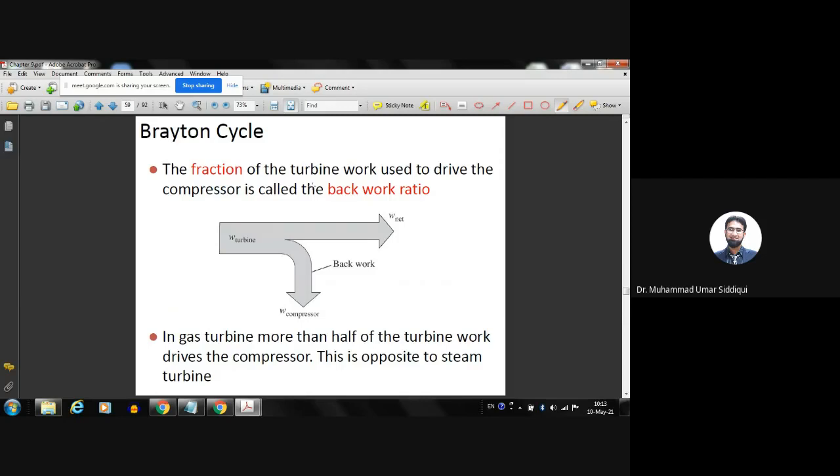There is a back work ratio. Back work ratio is basically the ratio of the work of the compressor divided by the work of the turbine out. Since the turbine will be the one using its work output to run the compressor itself, we need to determine the back work ratio here as well.